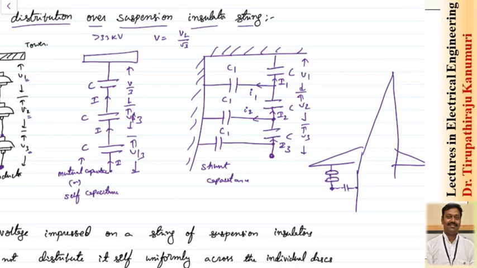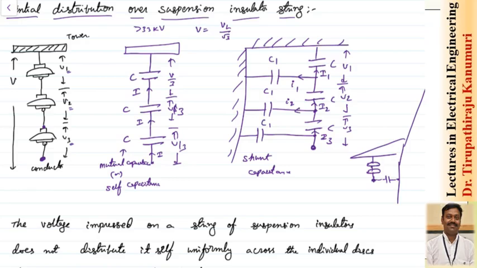So you can see whichever insulator is in the lower side is carrying more current when compared to the insulator in the upper side. The voltage across any insulator can be obtained as V equals the current passing through it multiplied by the capacitive reactance. Let us take, for example, the voltage across the third insulator, V3. The voltage across this insulator will be I3 multiplied by X3.